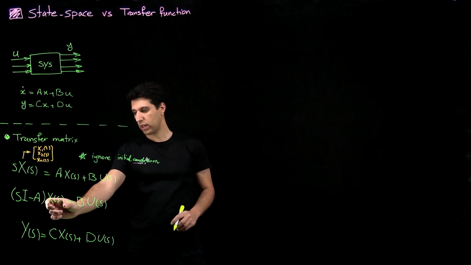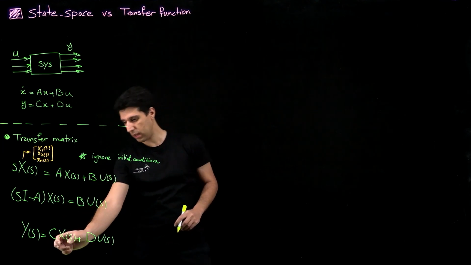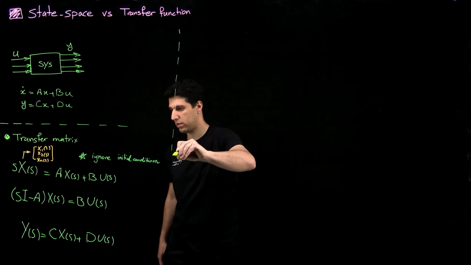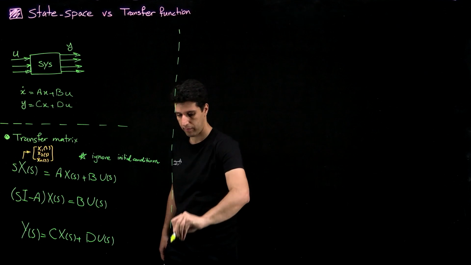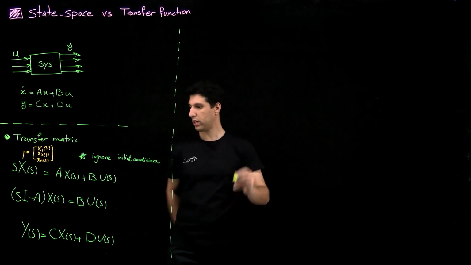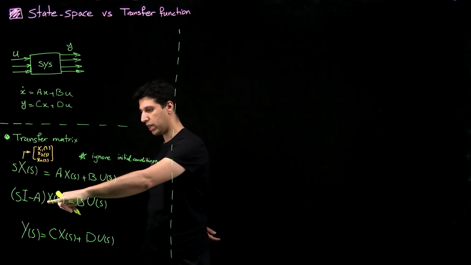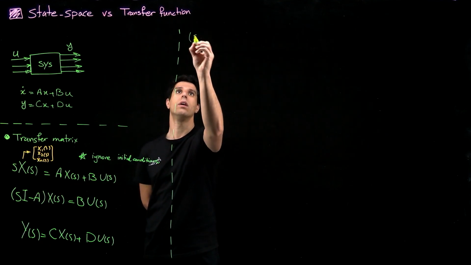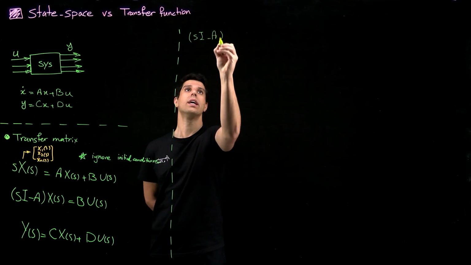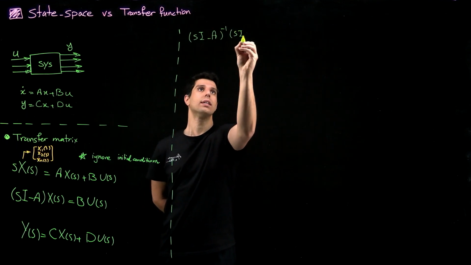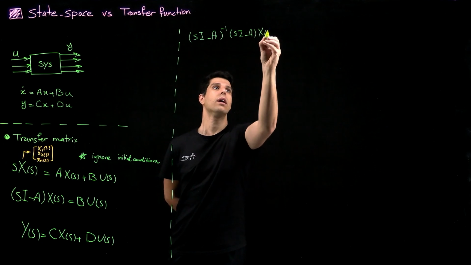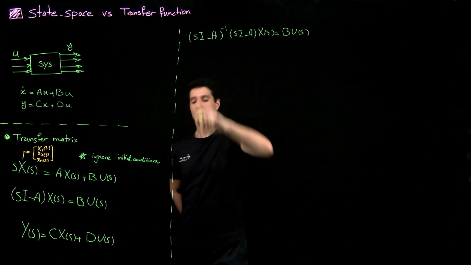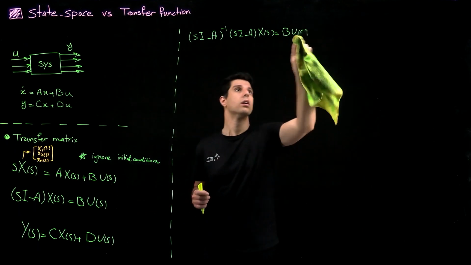I can calculate X of s from here and put it back in the other equation. So let me do that first. From here, I can multiply both sides by (sI minus A) inverse. Let me write it down: (sI minus A) inverse times (sI minus A) X of s equals B U of s. Oops, I'm missing what I multiplied.